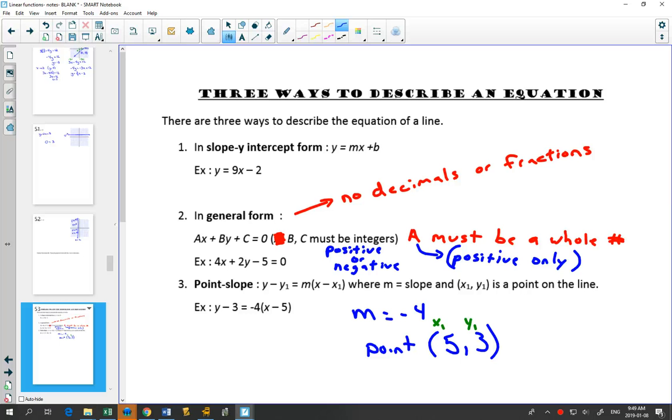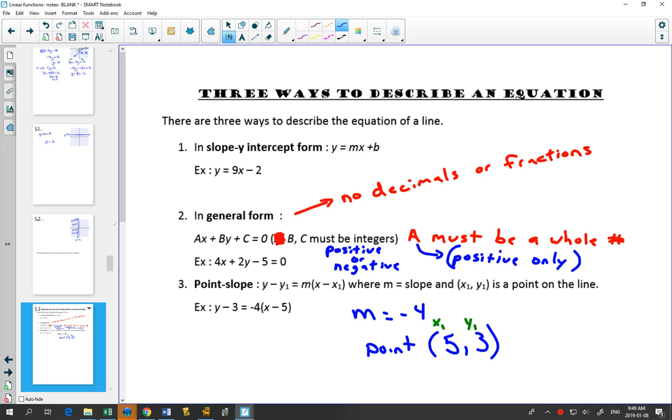So each of these have their advantages and disadvantages. Slope-intercept form, huge advantages because you just look at it and you know the slope and the y-intercept right away. So that is a huge advantage of number 1. Number 3, if you know a slope and a point, you can write an equation instantaneously, which is a huge advantage. Because often you know the slope of a line and a single point, not necessarily the y-intercept.